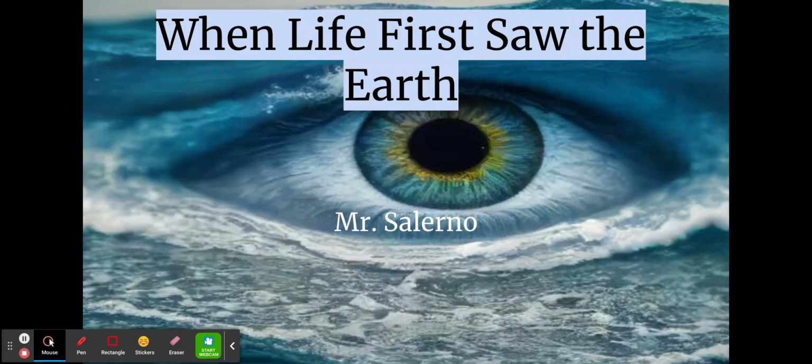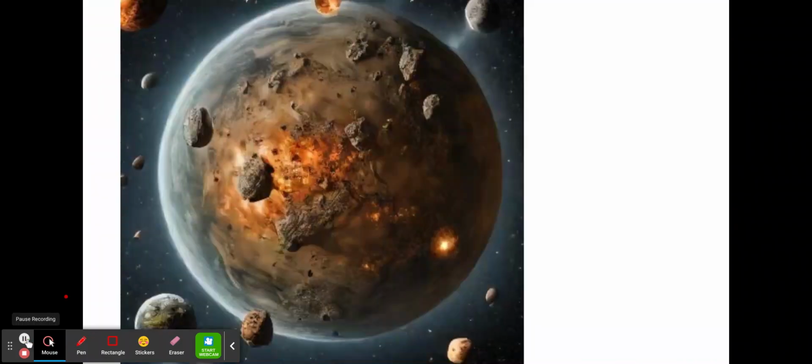But when it did form, there was no life. There was absolutely no life on the planet. It would take a billion years after it formed for life to appear. And that early life couldn't see the world like we can. So if we go back 4.6 billion years ago, or even 3.6 billion years ago, when that first life was forming, the Earth was being bombarded by asteroids and comets.